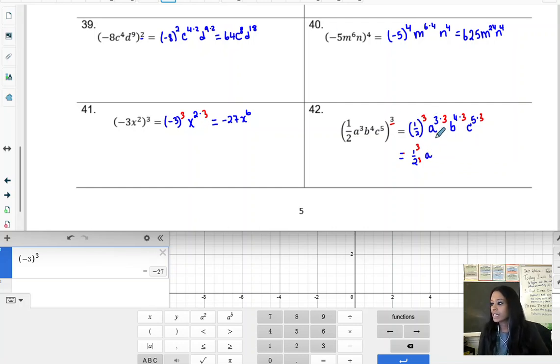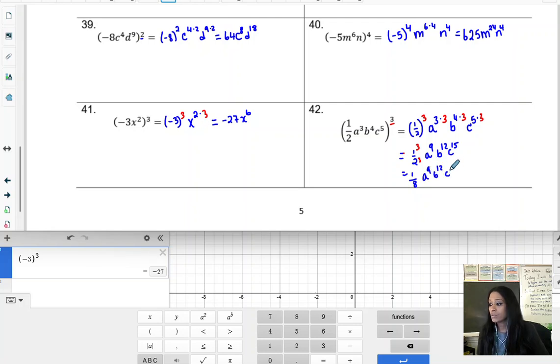So you have 3 times 3 is 9, and then b 12, and then c 15. But over here you have 1 cubed, which is 1, over 2 cubed, which is 8. 2 times 2 times 2. 2 times 2 is 4, times 2 is 8. 8, and then let me just copy all this down.